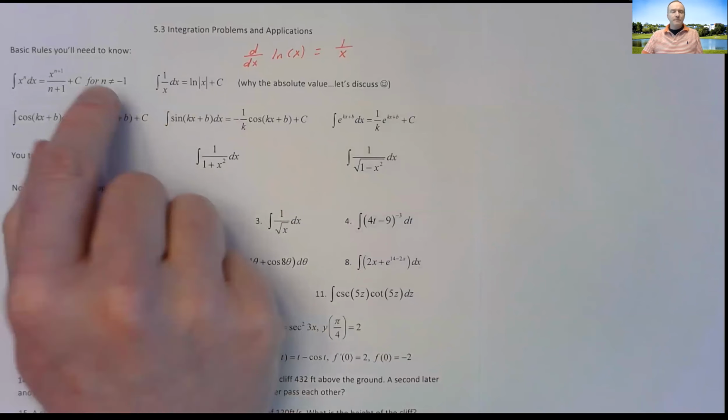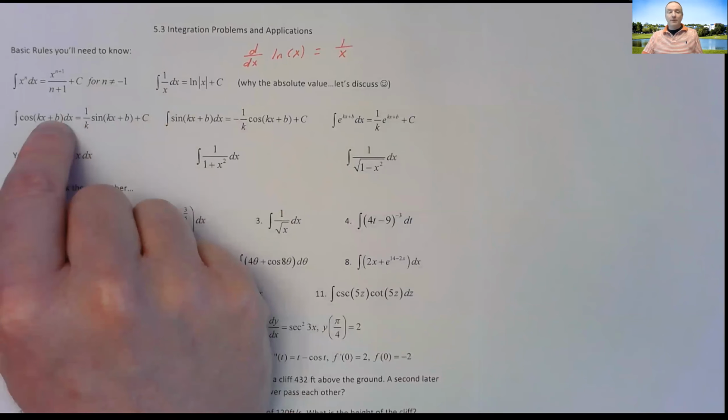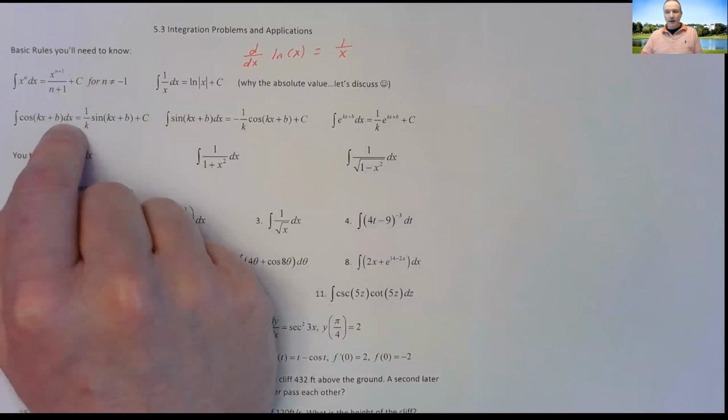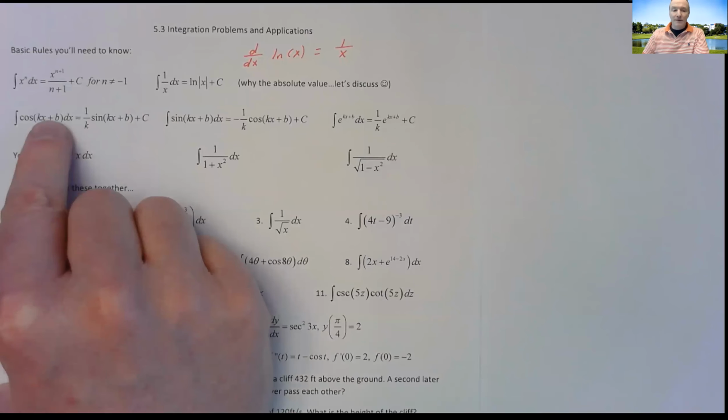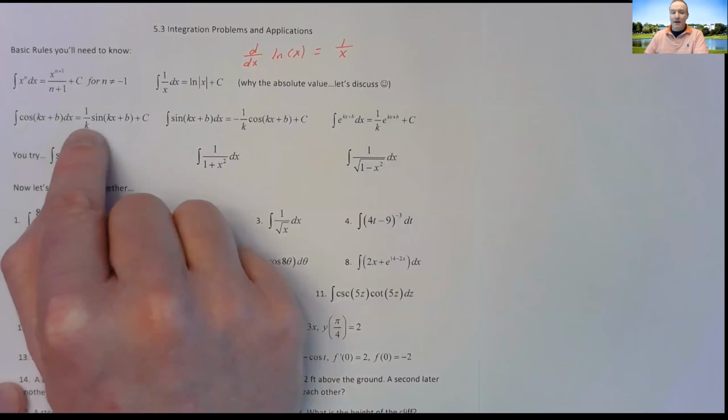Up next, if you have the cosine of an angle kx plus b with respect to x, I need you to think back to what we did in Calc 1 with the chain rule. Whenever I said the derivative of any trigonometric function, you took the derivative of the trig function, you kept the angle, and then the chain rule said times the derivative of the angle. Well, this is the same idea. We're going to say the integral of any trigonometric function: you integrate the trig portion, keep the angle, and you divide by the derivative of whatever's on the inside of that angle. So in this case, if my angle is kx plus b, notice I'm dividing by k here.